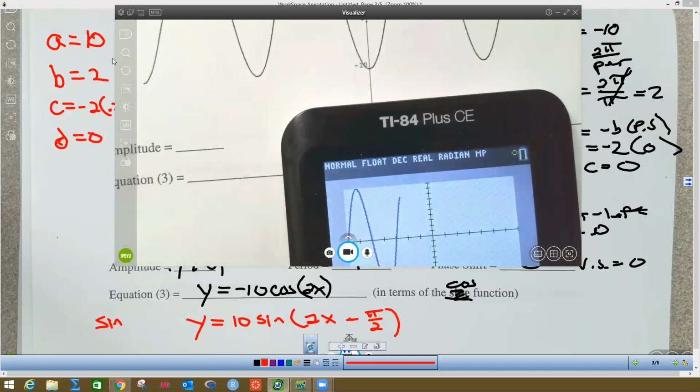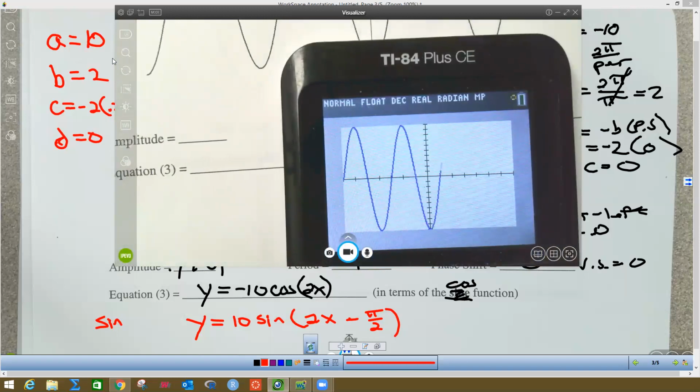So there's the graph. There's the first graph, cosine. Now, do you see the sine graph's exactly on top of it? See the red going right over it? That means they're perfectly right on top of each other, so I'm good. They are the same graph.